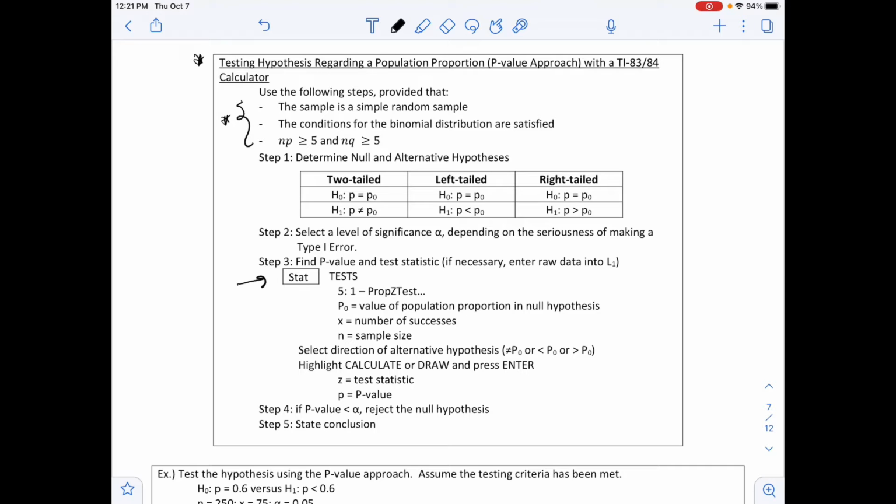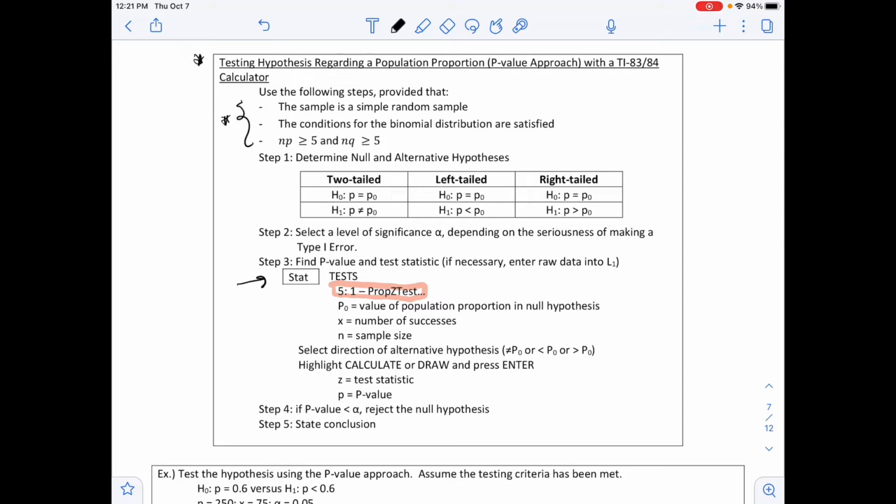So we're going to go to the stat button, go over to test, and go down to number 5. Number 5 is our 1-PropZTest. 1-Prop stands for 1 proportion, and z is the distribution that we're using. We need to enter p naught, which is the value of the population proportion in the null hypothesis, x, which is our number of successes, and then n, which is our sample size.